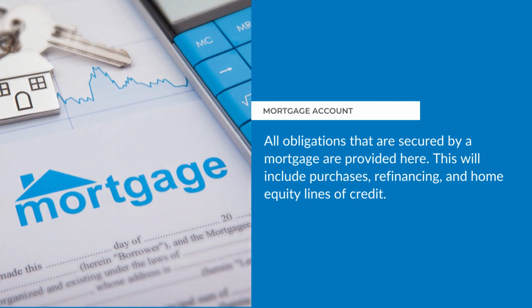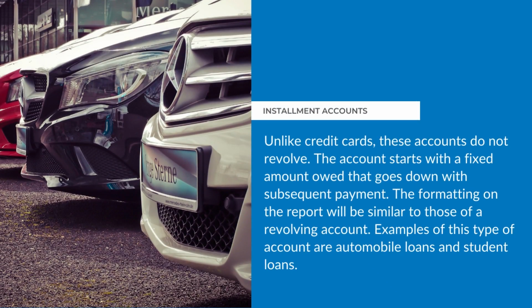Installment accounts. Unlike credit cards, these accounts do not revolve. The account starts with a fixed amount owed that goes down with the subsequent payment. The formatting on the report will be similar to those of a revolving account. Examples of this type of account are an automobile loan and student loans.